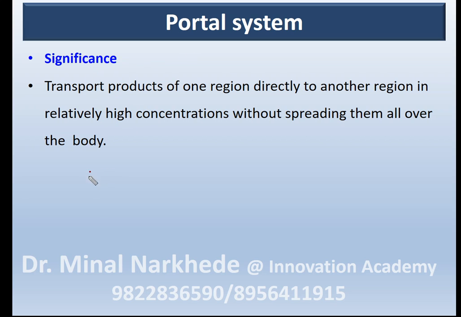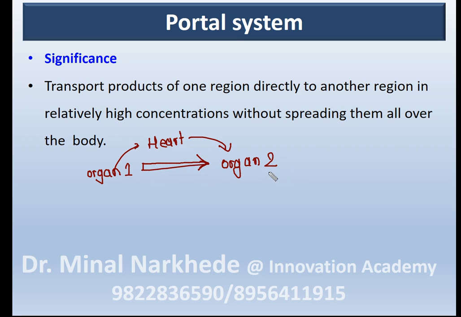Suppose if I have organ 1, how from organ 1 metabolites or some products will be transferred to organ 2? Obviously through vein that should go to heart, and heart will again pump the blood back to organ 2. But instead of going through heart, if I have a system which can directly convey these products into organ 2, then obviously that will be a significant mechanism for transport of metabolites. This is what is achieved by portal system.